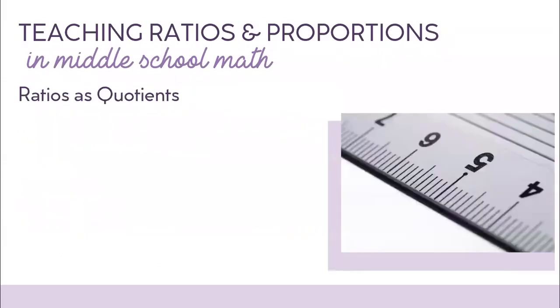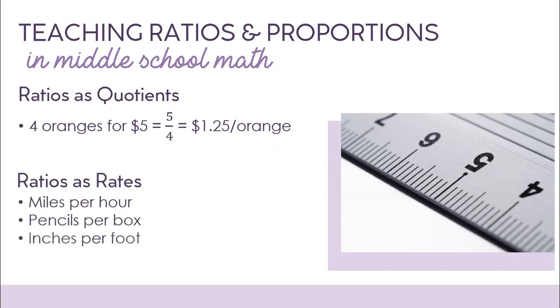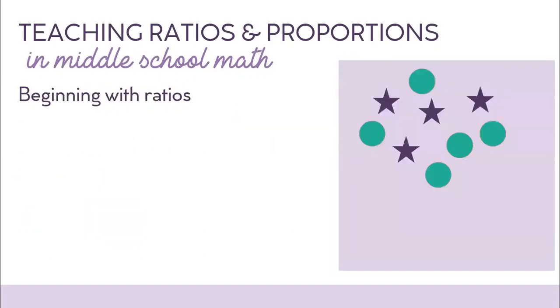And then we have ratios as quotients. If we have 4 oranges for $5, we can divide to find the unit rate: 5 divided by 4 gives us $1.25 per orange. And then there are ratios as rates, where we're comparing quantities with different units, like miles per hour, pencils per box, and inches per foot. So we've got all those types of ratios.